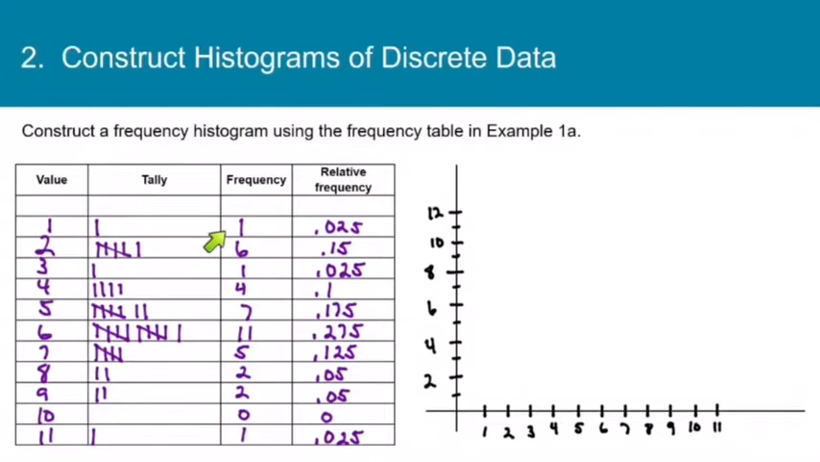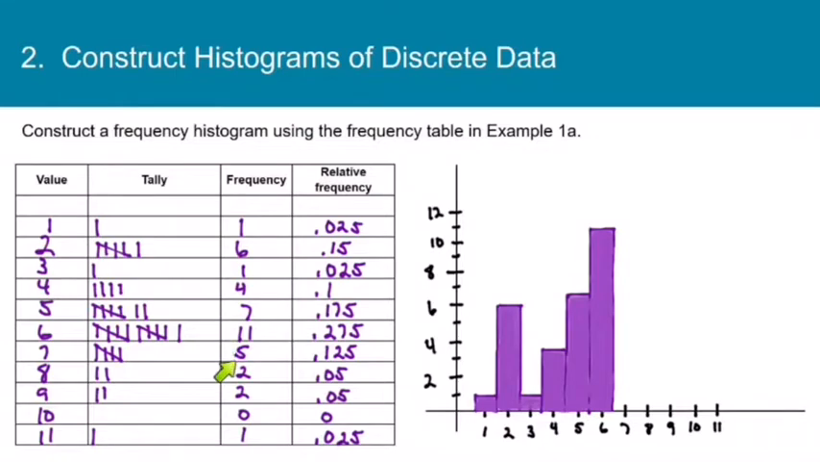So for the class of 1, we have a frequency of 1, so that bar will come up to here. And for the class of 2, we have a frequency of 6, so that bar will come up to here. And notice that they touch. That is absolutely critical. The bars must touch. And then for the class of 3, we have an observation of 1, then 4, 7, 11, 5, 2, 2, 0, so I left that one blank, and 1.